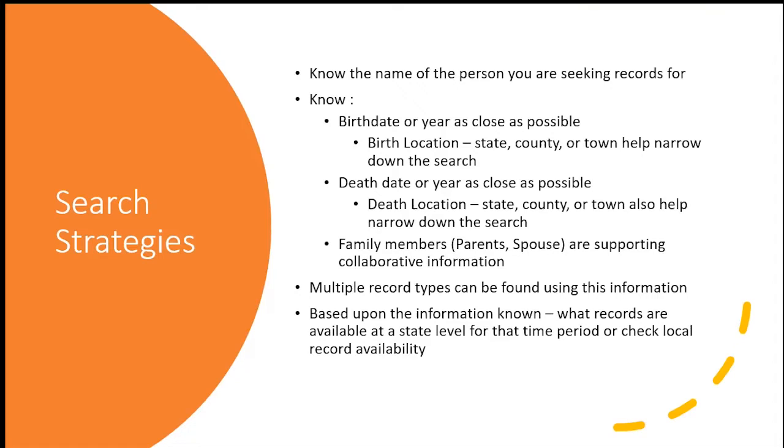And the key to finding information is knowing the birth date or year and location to help narrow the search, the death date or year as close as possible, and the same thing about a death location. Supporting information about parents and spouses helps immensely in that search. And multiple record types can be found using this basic information. Now, based upon the information known, one of the key questions is, what records are available at a state level for that time period? It may be you have to check the local record availability. It may be the town or village.